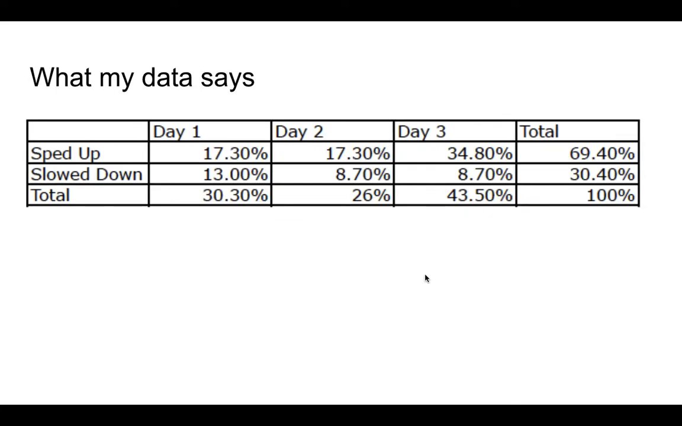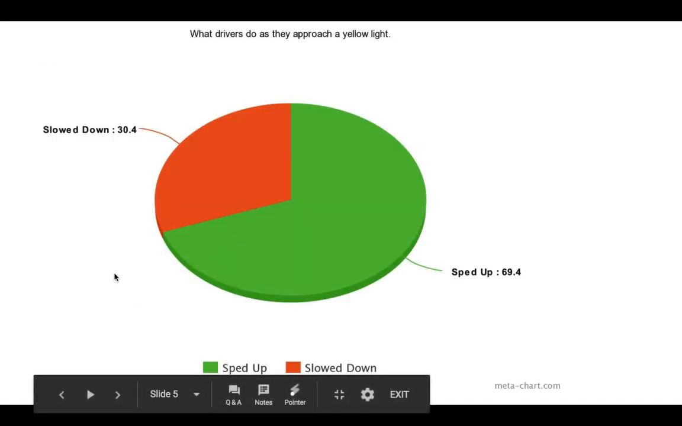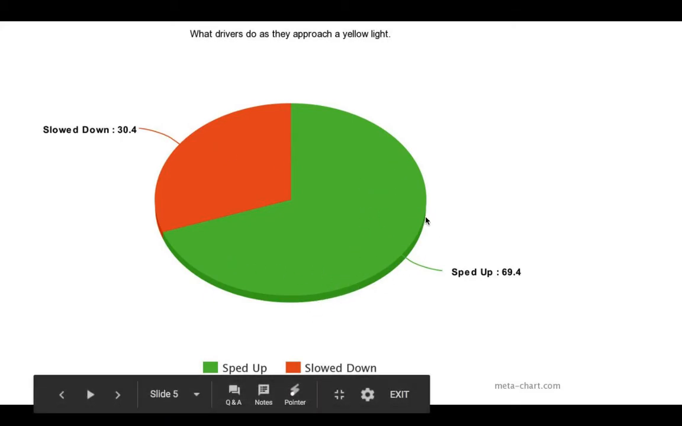So what does my survey say? Well, you can see that over the 3 days, I had a total of 69% of the cars speed up, 30% of the cars slow down, and you can see how it's all broken up per day as well. So here's a pie chart that shows what it is, and you can see very clearly that only 30% of my cars slowed down, while 69% sped up.